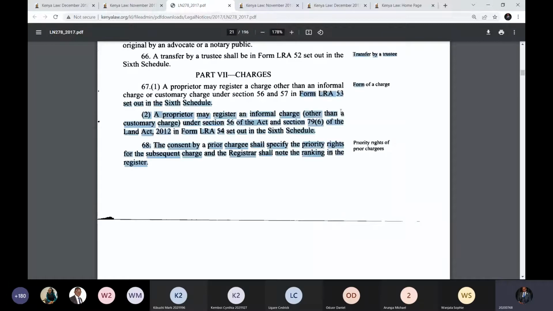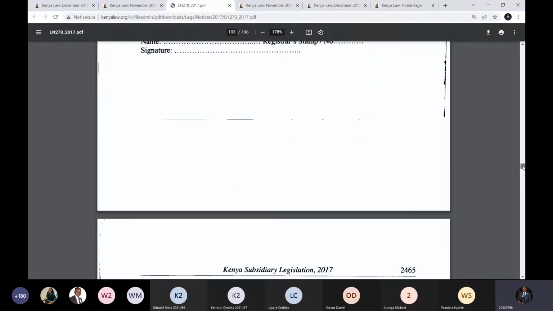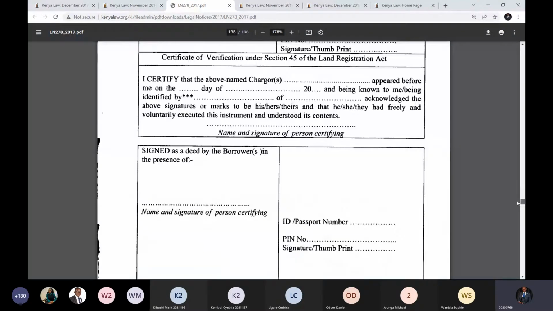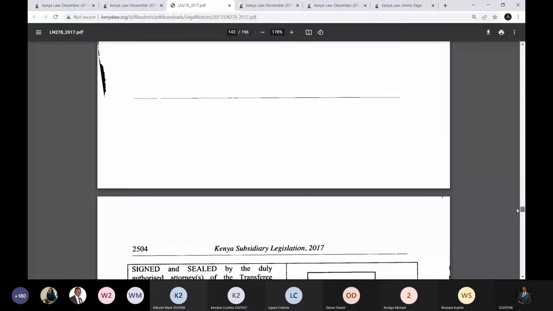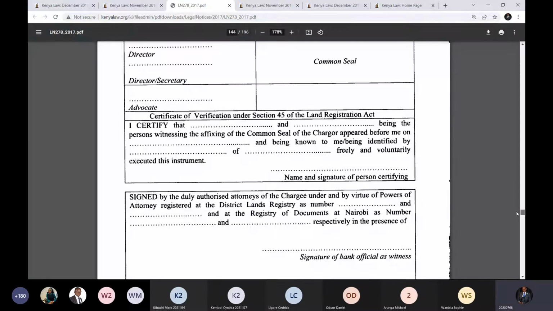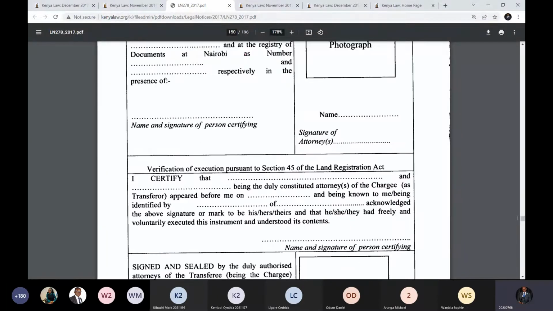So let's talk about the form. Let's just have a look at it, because next time they set the question, they will ask you to give the parts of a charge. What are the crucial elements or parts of a charge? We're presuming that the transfer has happened and all that. So let me open Form LRA 53.